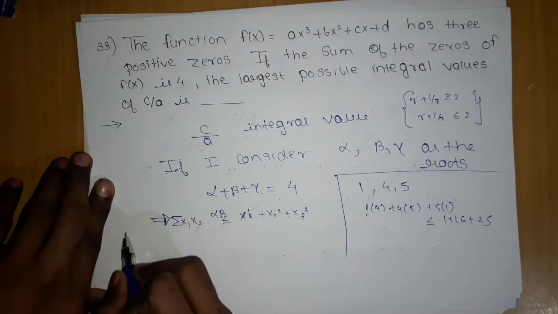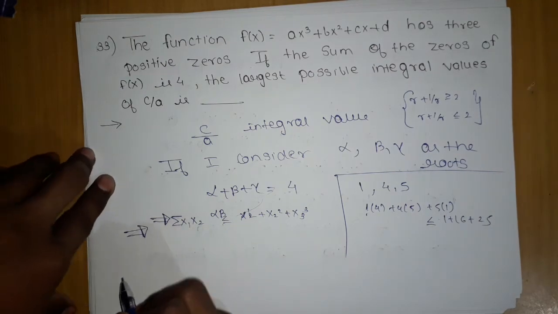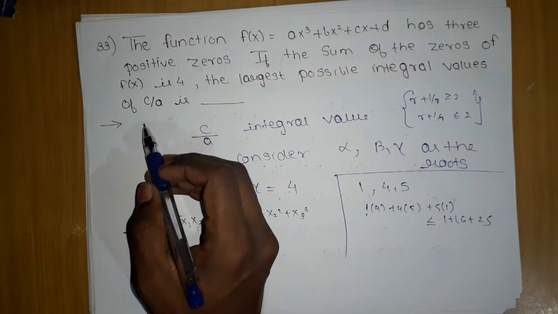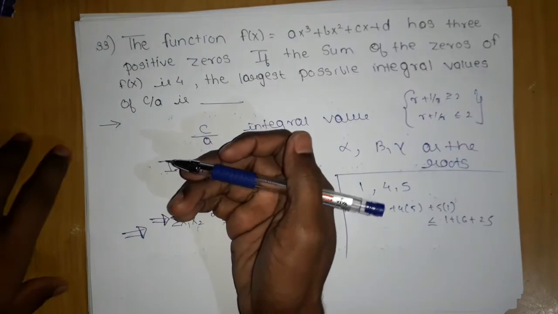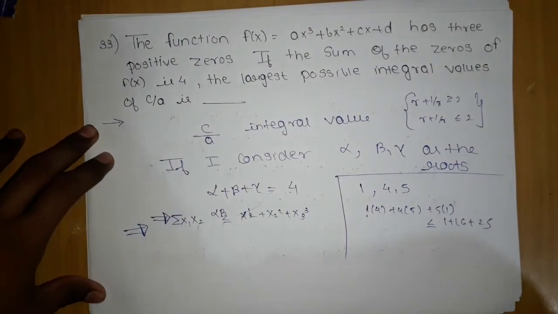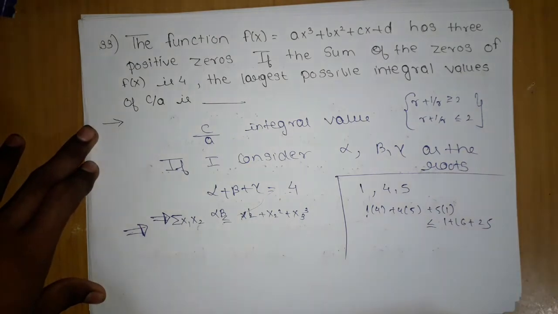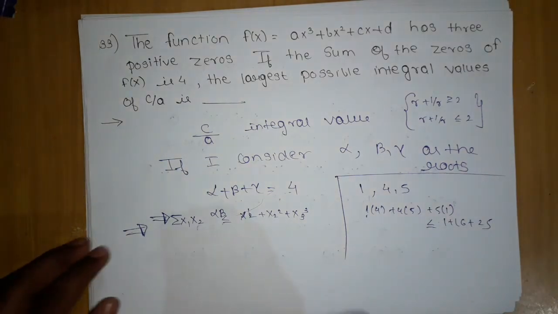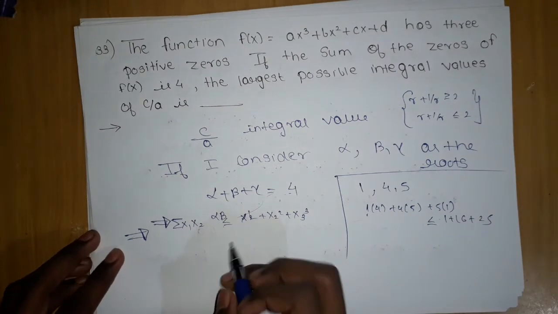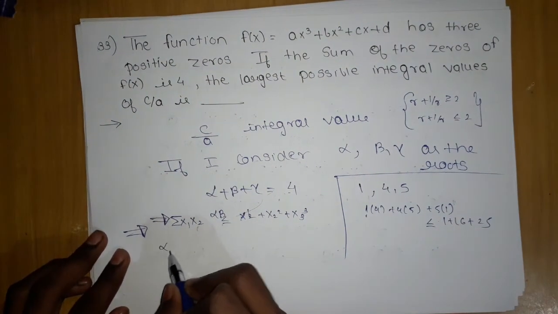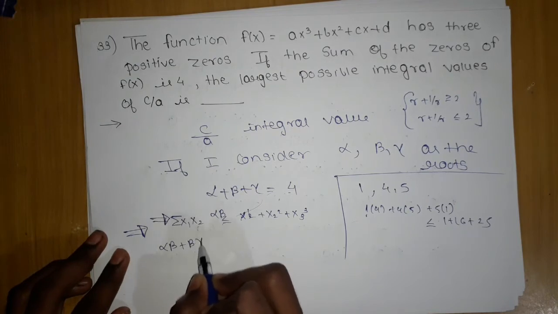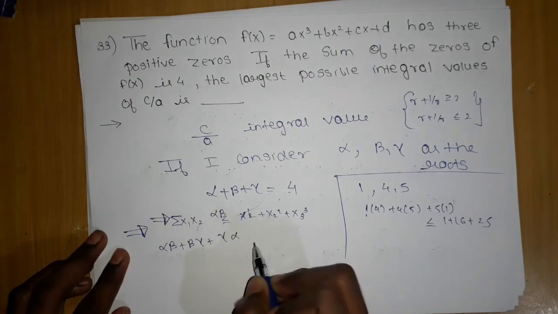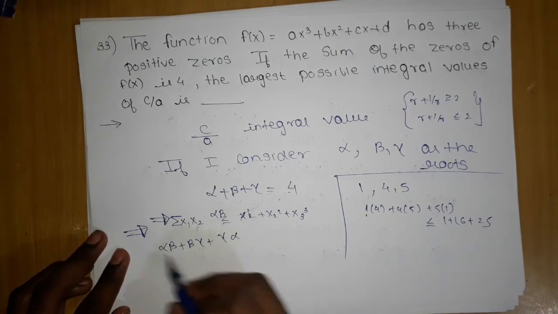So this is a property which can be used when you want to find c by a. If this problem appears for the first time, you cannot do it directly. You should have seen this problem or solved it at least once while preparing for your examination. So when we apply this, what do we get? Alpha beta, beta gamma, gamma alpha. And why do we use this property?